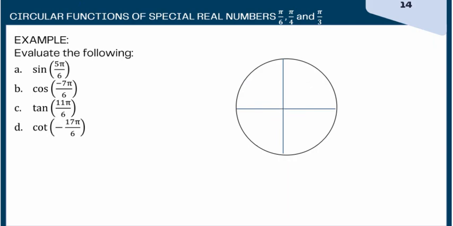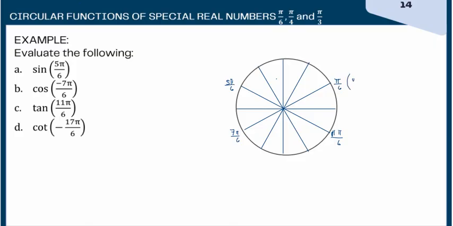Okay, wait for a while. Okay, so our pi over 6 is here. So basically this is 1, 2, 3, 4, 5. 1, 2, 3, 4, 5. So this is gonna be 5 pi over 6. And then this is gonna be 7 pi over 6, and this is gonna be 11 pi over 6. Okay, and the value is square root of 3 over 2 tsaka 1 half.